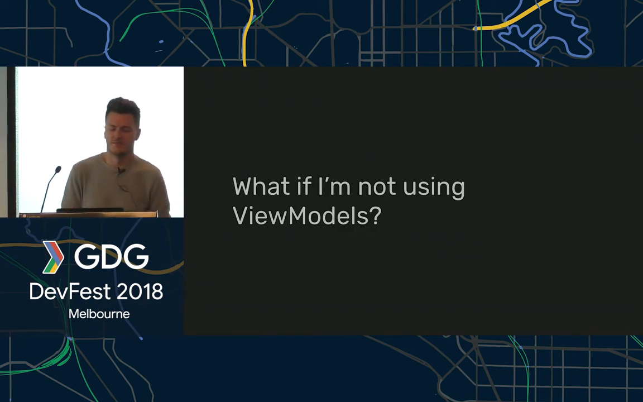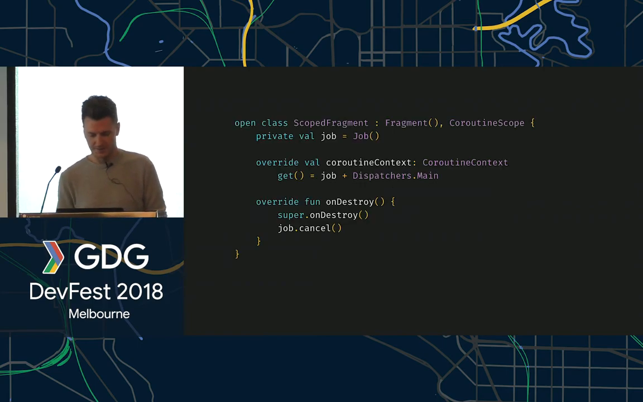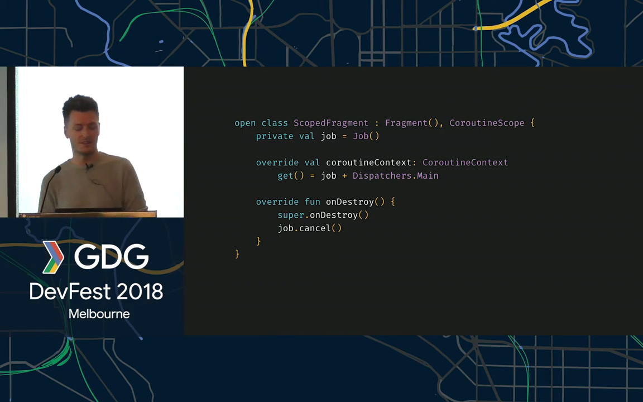Now, I've spoken a lot there about view models. I'm sure a lot of you aren't using view models, or at least you have your own classes which are view model-esque. So you can do something very similar with Fragment. The implementation we had of view model earlier is an implementation for Fragment. It's exactly the same, other than the base class has changed, and the callback's slightly different. Again, it's super simple.